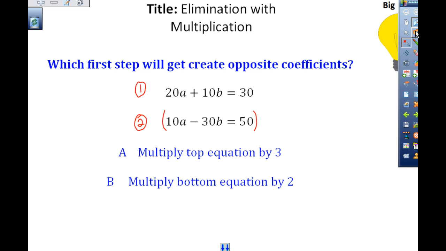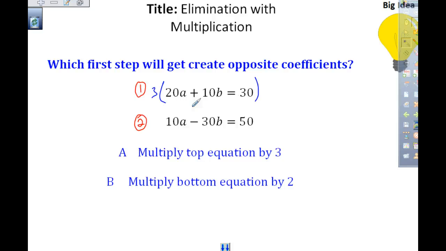Well, what if I wanted to cancel out the b's? We've got a positive 10 and a negative 30. What should I multiply by now? And which equation? Yeah. If I multiply the first equation by 3, now I have positive 30, which will cancel out or eliminate with negative 30, and I can do it that way. So once again, very similar to substitution, you have multiple correct methods.